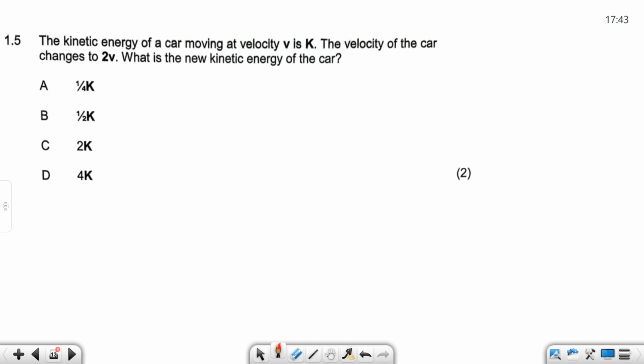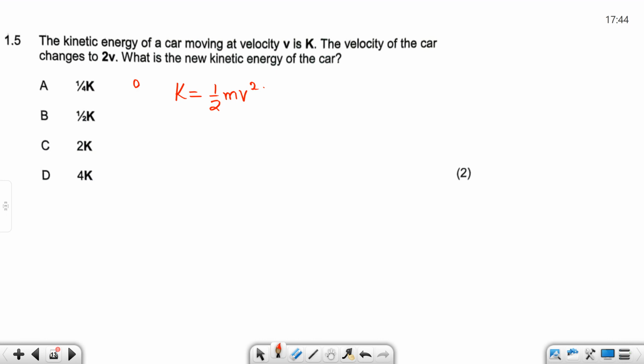Okay, just there's something here very important. The kinetic energy of a car moving at velocity v is K. These questions are very tricky. The kinetic energy of a car moving at velocity v is K. Now, what is kinetic energy? We all know it is half mv squared. Now, the velocity of the car changes to what? To 2v. What is the new kinetic energy?